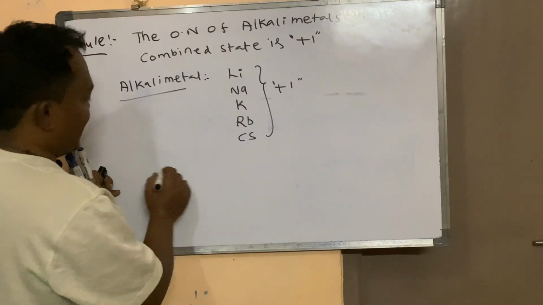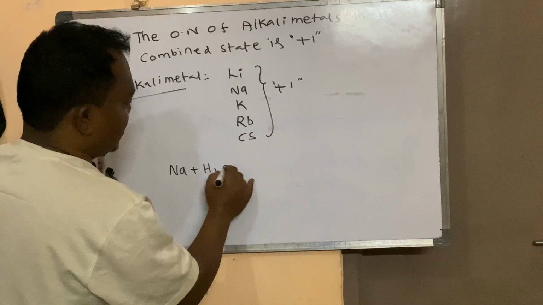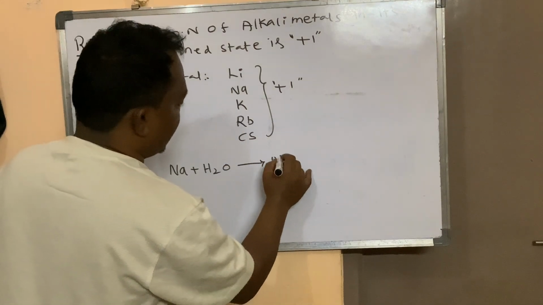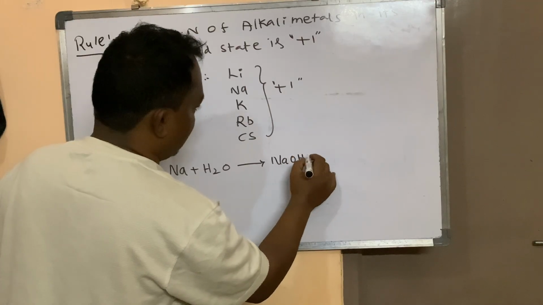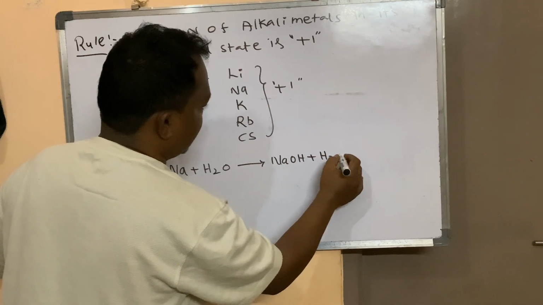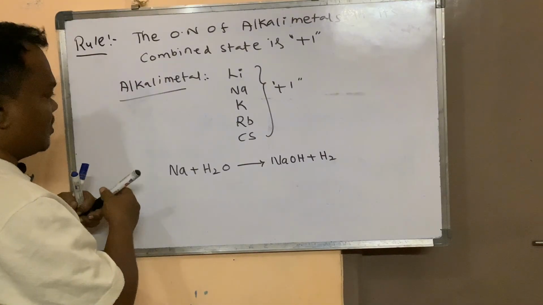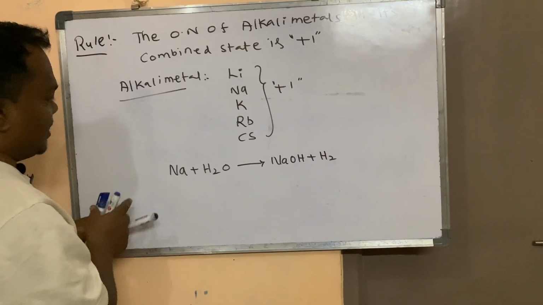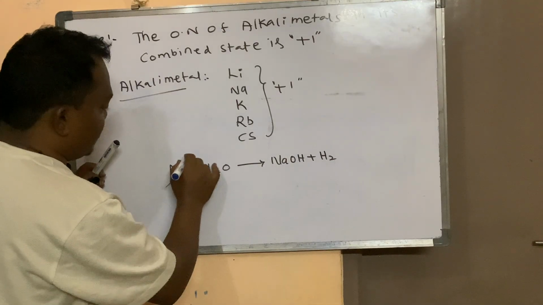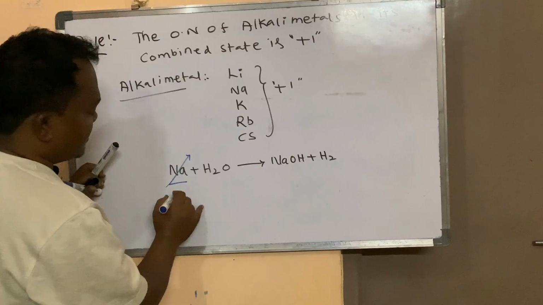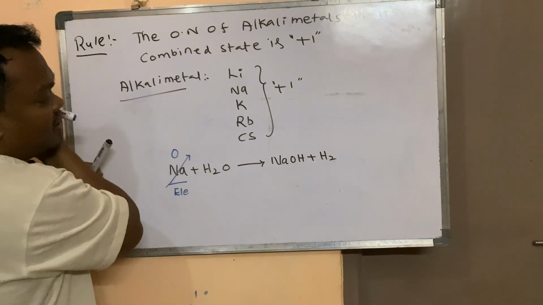For example, I am taking here when sodium reacts with water, it forms sodium hydroxide along with hydrogen gas. In this particular example, we are going to talk about only the alkali metal. See this, sodium is there. Which state is it in here? It is in the elemental state, so it will be 0.